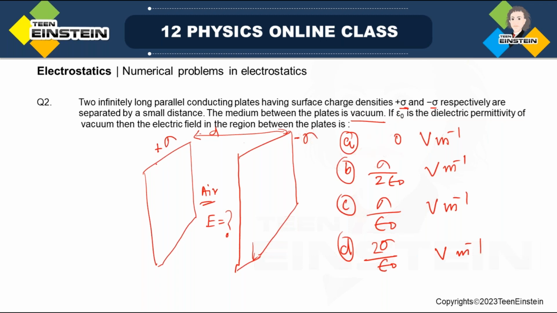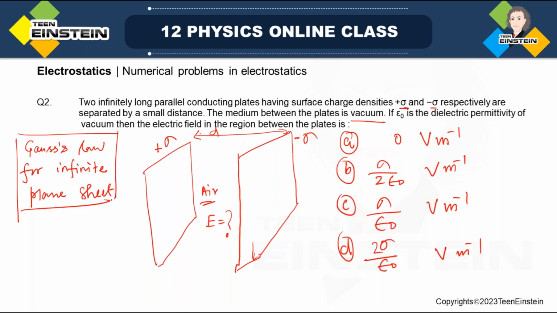So, if you remember from Gauss's law, Gauss's law for an infinite plane sheet. Do you remember this? Okay, I'll just give you the formula.